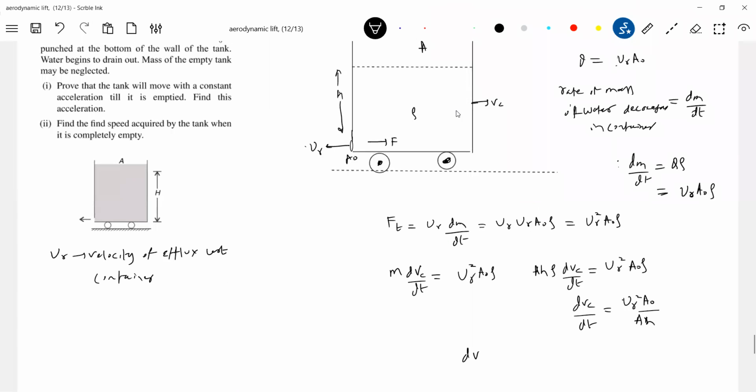Let me substitute here, dVc by dt, UR square equal to 2gH, A naught by A H. So this will get cancelled. Look at A naught, A, 2g. They are all known. So this is the acceleration of the container.